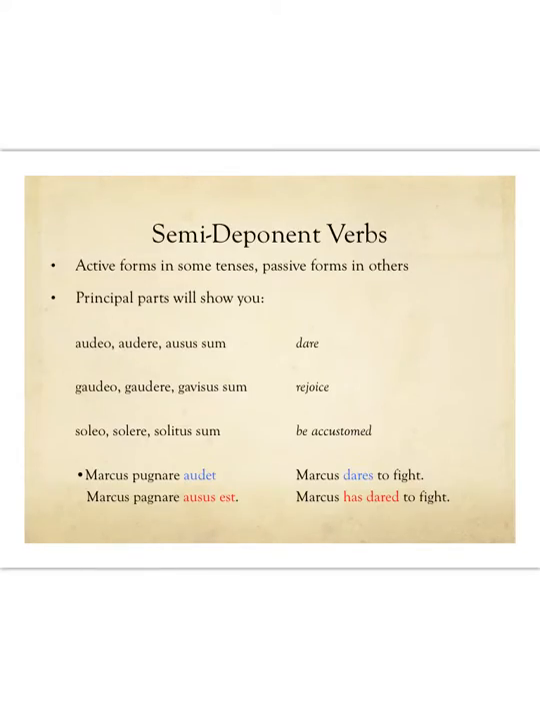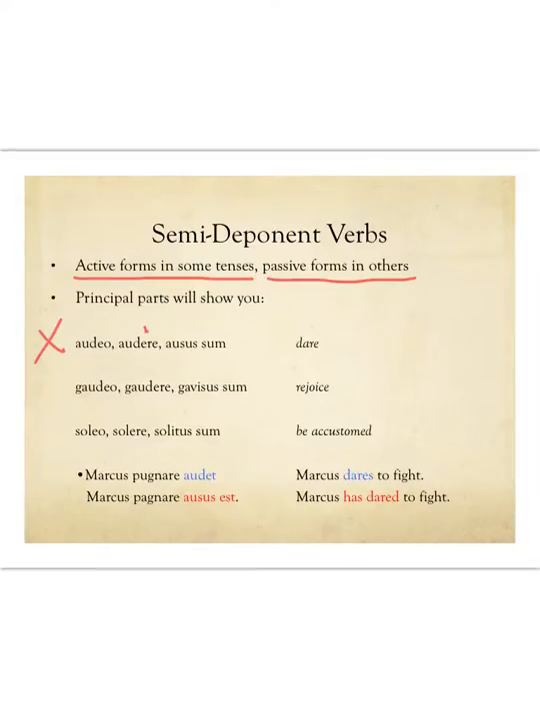There's another category of these verbs that are called semideponent. With semideponent verbs, the active forms are in some tenses, and you have passive forms in other tenses. The principal parts of this verb, when you learn the principal parts, will show you which have passive forms and which have active forms. So here are our three most common ones.